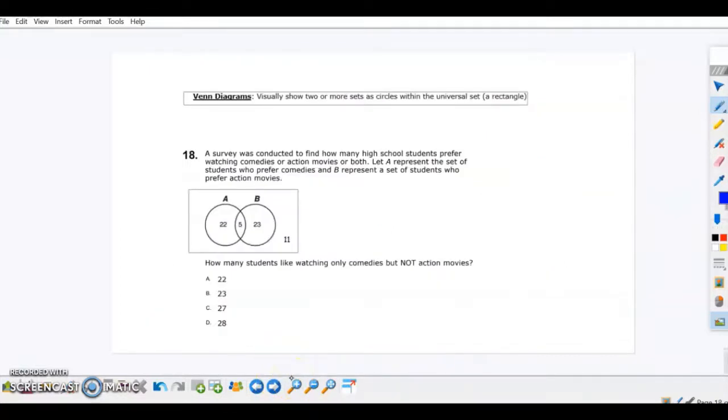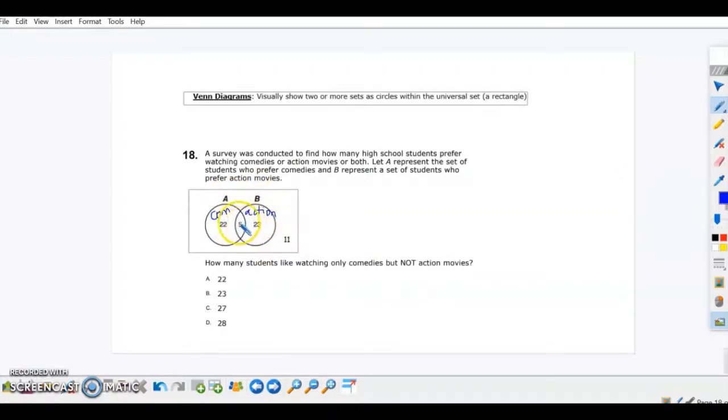Next, we're going to look at Venn diagrams, and hopefully you've seen Venn diagrams before. Venn diagrams visually show two or more sets as circles within the universal set, which is the rectangle. So let's see if we can interpret these Venn diagrams. A survey was conducted to find out how many high school students prefer watching comedies or action. So A is going to be the students who prefer comedies, and B is going to be the students who prefer action movies.